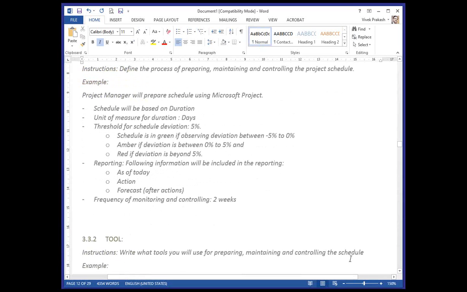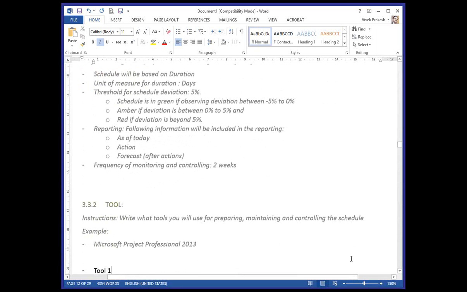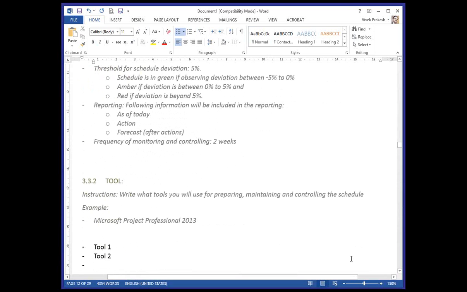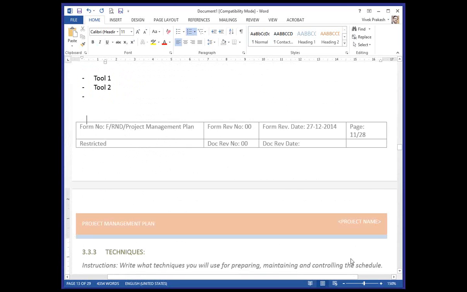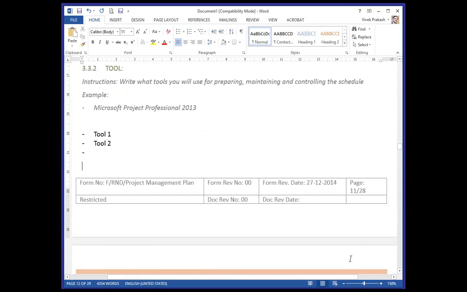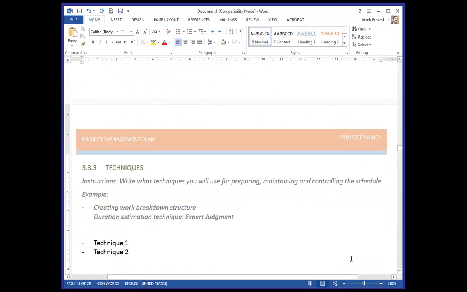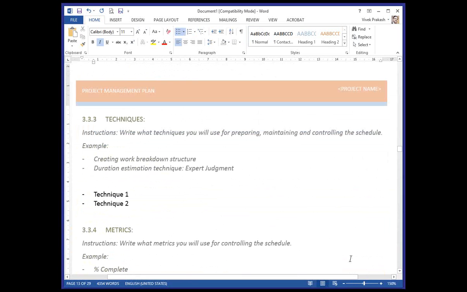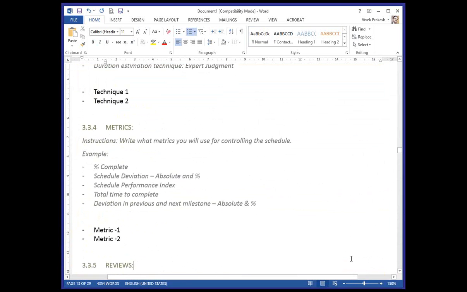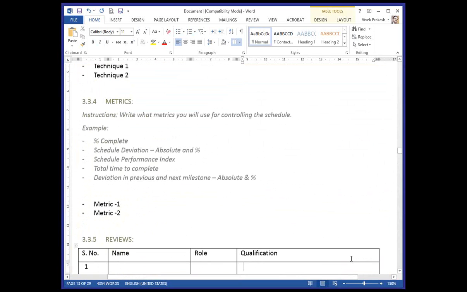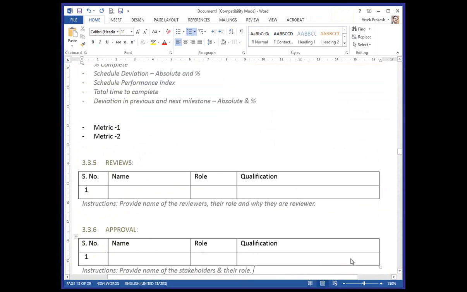Okay, reporting, what we will report actually out of schedule, which tool we are going to use, say Microsoft Project 2013, and then any techniques. We are creating work breakdown structure, duration estimate technique, expert judgment, not using any other method. So it's basically WBS estimates. What metrics are we going to measure during this time? Percentage complete, schedule deviation, schedule performance index (SPI), total time to complete, deviation in previous and next milestone, who will review, who will approve.